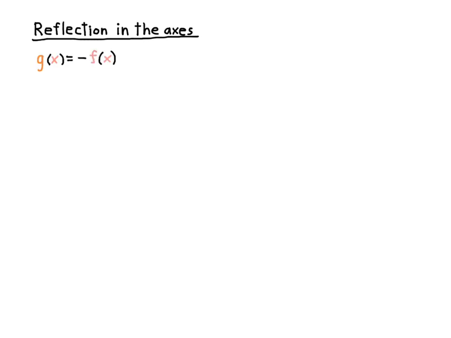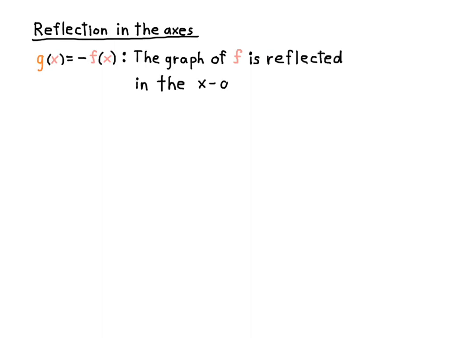Reflection in the axes. So if I take a function f of x and I take the opposite of the output, that's the opposite of y, then I get a new function g of x that is going to be a reflection in the x-axis. So if you graph the original f, and then you graph g of x equals the opposite of f of x, opposite sign, then that will reflect it in the x-axis. So it turns it upside down.